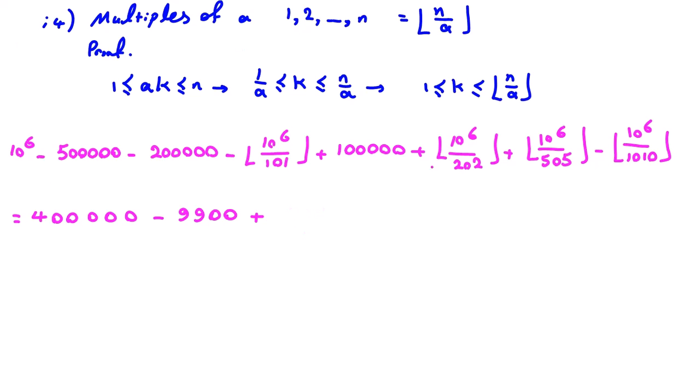And then plus 10 to the 6, next one, over 202. So this one will be 4950. Next one is this number over 505, which is 1980. And last one is 10 to the 6 over 1010, which is 990.